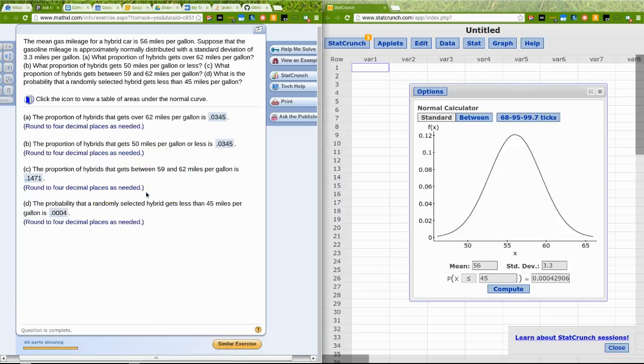Back in my day, we had to use tables to do all this. You guys are quite lucky to have much better tools. So I hope that helps a little bit, how to use the normal curve calculator in StatCrunch to solve some of these questions.